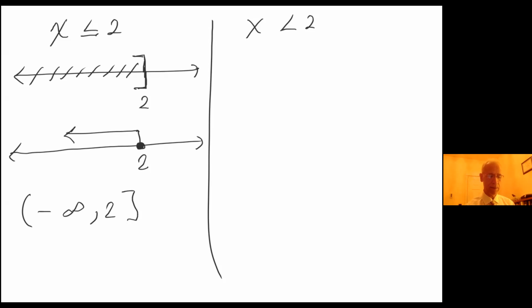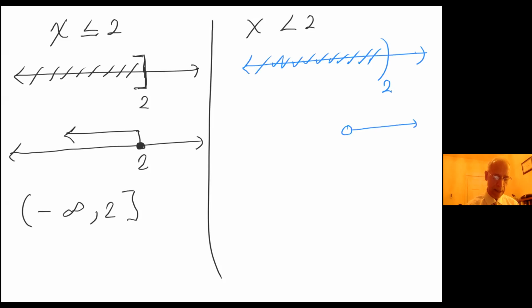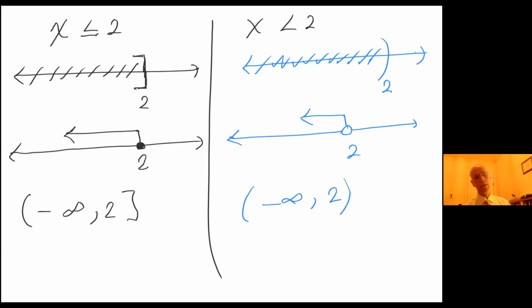Now let's look at x strictly smaller than 2. For x strictly smaller than 2, notice that the 2 is not included, so I'm using a parenthesis. Or I could use an empty hole for 2 and say these are the values to the left of 2. 2 is not included. Or I could say negative infinity to 2, and 2 is not included.